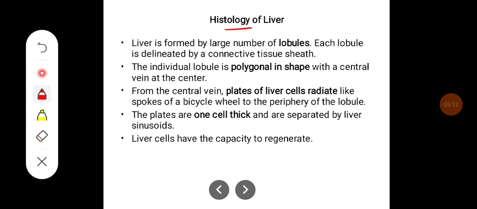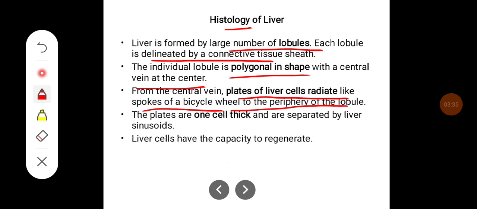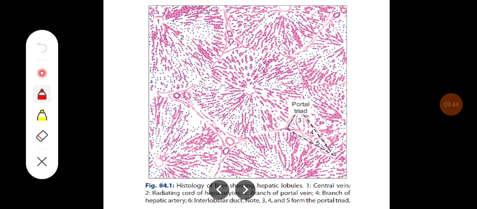Coming to histology, the liver is formed by a large number of lobules. Each lobule is delineated by a connective tissue sheath. The individual lobule is polygonal in shape with a central vein at the center. From the central vein, the plates of liver cells radiate like spokes of a bicycle wheel to the periphery of the lobule. The plates are one cell thick and are separated by liver sinusoids. Liver cells have a capacity to regenerate.